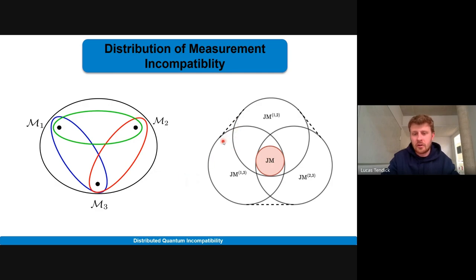And we can also look at the convex hull of this set. So if you're not even able to write this probabilistically as something that's jointly measurable in two out of three measurements.